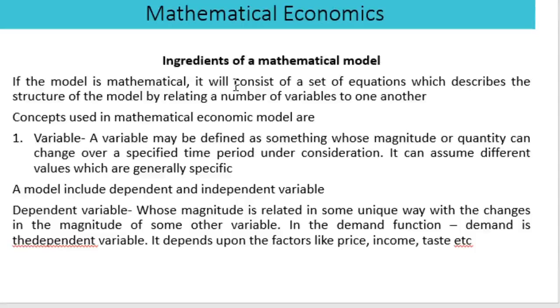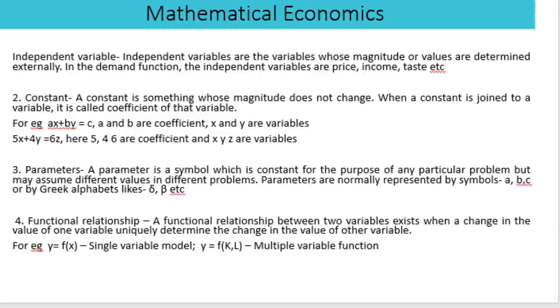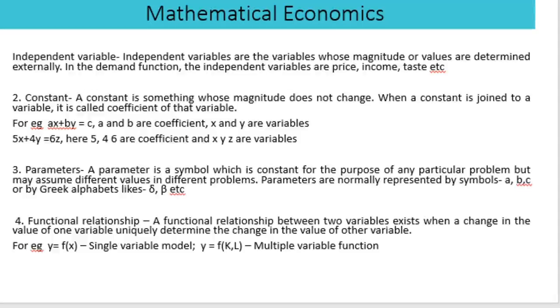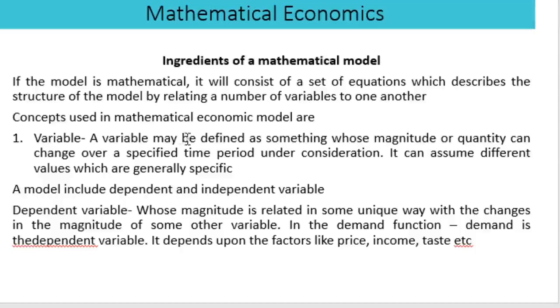Here in the following section, the ingredients of mathematical models are given. We know that if a model is mathematical, it will consist of a set of equations which describes the structure of the model by relating a number of variables to one another. The various concepts used in mathematical economics include variables, constants, parameters, functional relationship, then various forms of the equations, etc. These are the various ingredients of the model. The first one is variable.